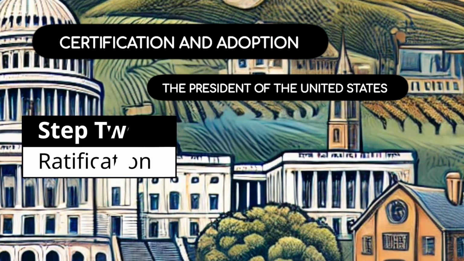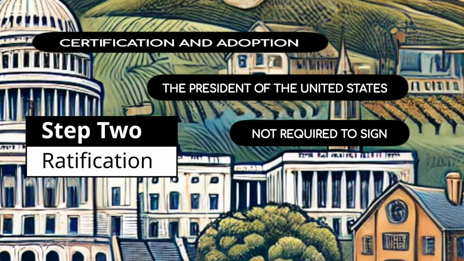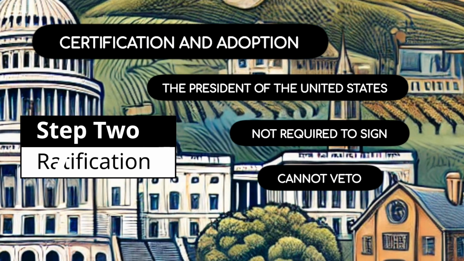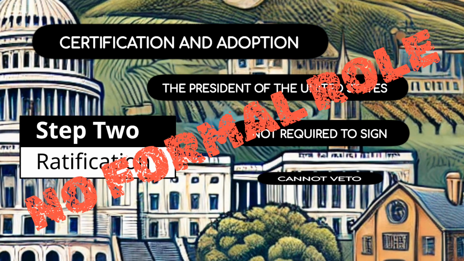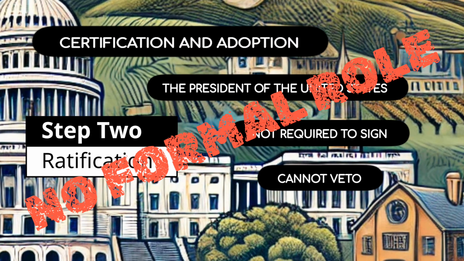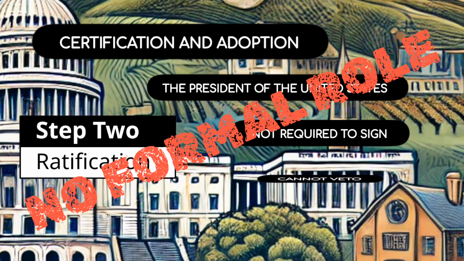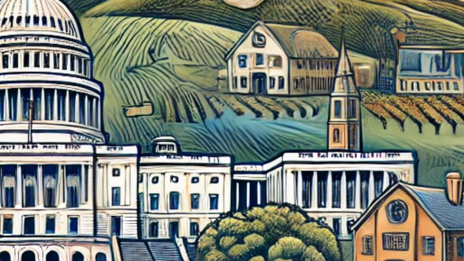The President of the United States is not required to sign an amendment and cannot veto one. The President has no formal role in the amendment process. Some presidents have taken on ceremonial or informal roles, but the Constitution completely excludes them from any formal role.